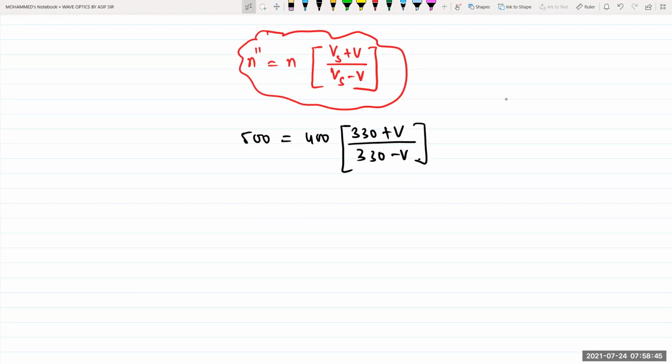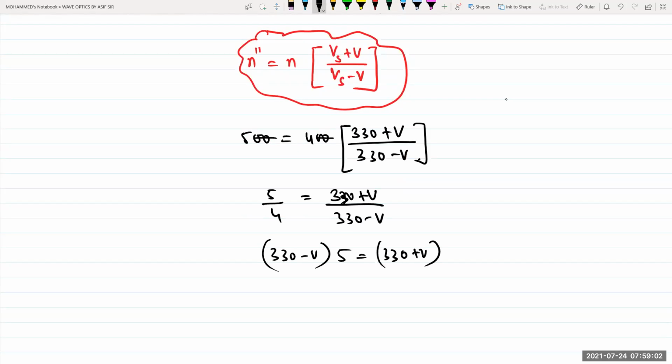We'll be getting the answer for this one. This 20, this 20 will get cancelled. So 5 by 4 is equal to (330 plus V) divided by (330 minus V). So 330 minus V into 5 is equal to 330 plus V into 4.